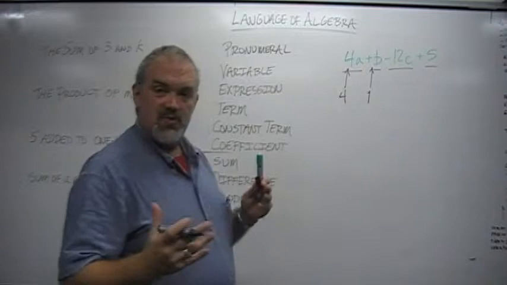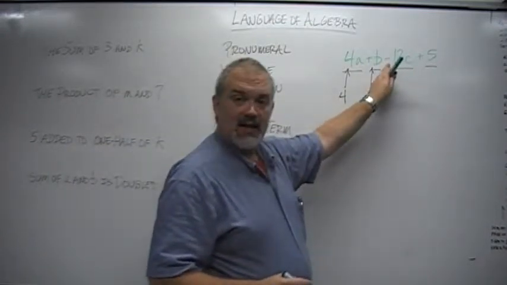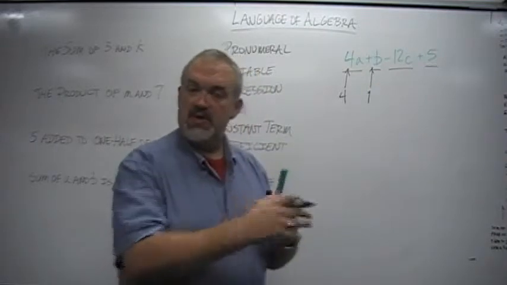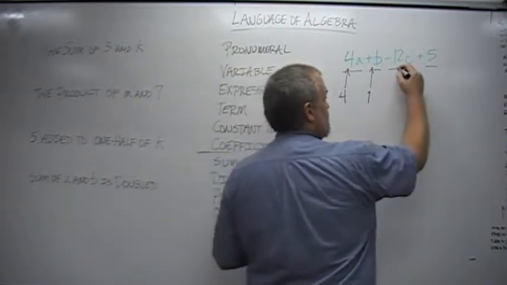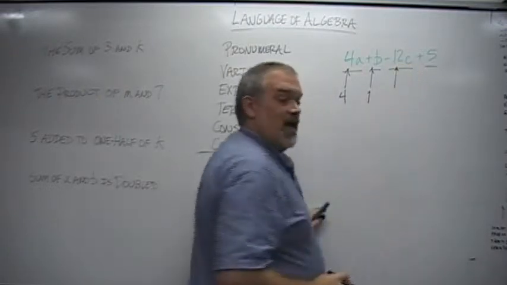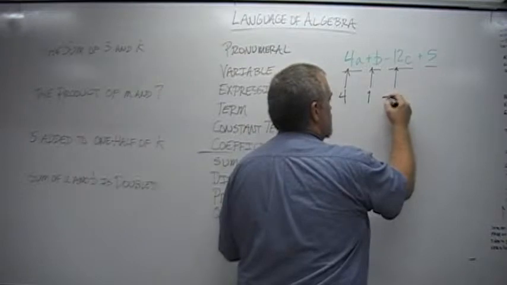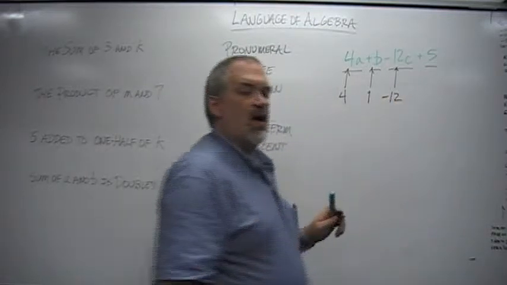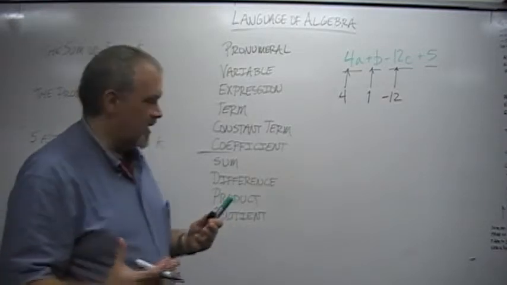Now, the other sort of special case is if we have something that is subtracted, like this one. It's a term that's subtracted from other terms. And in that case, the coefficient here you'd think would be 12, and it is 12, but it has to have a minus in the front of it. The coefficient is minus 12. Okay? Those are the major sort of vocabulary things.